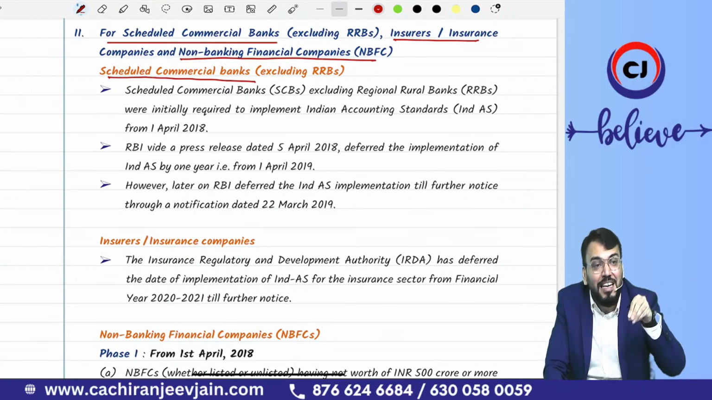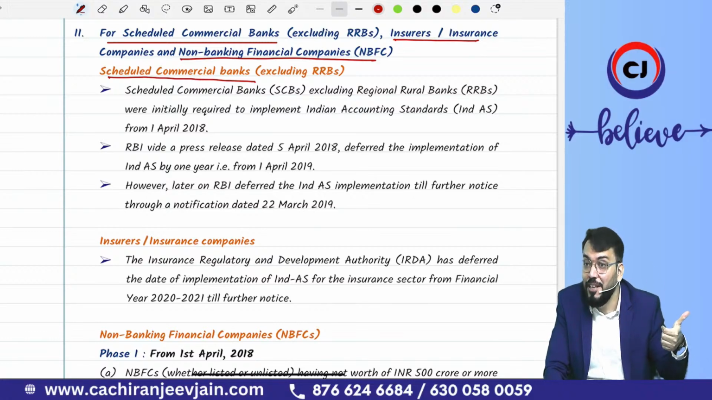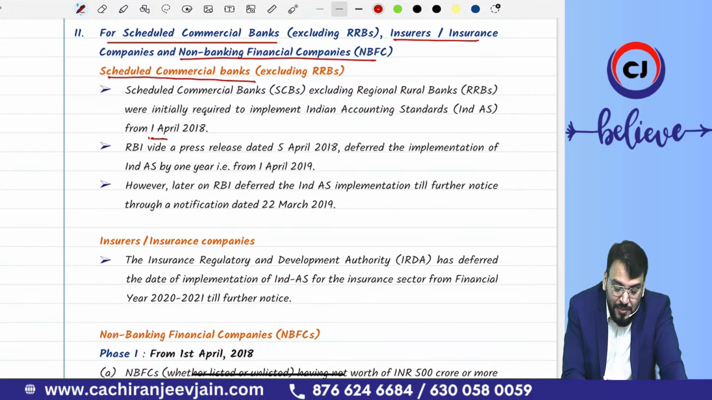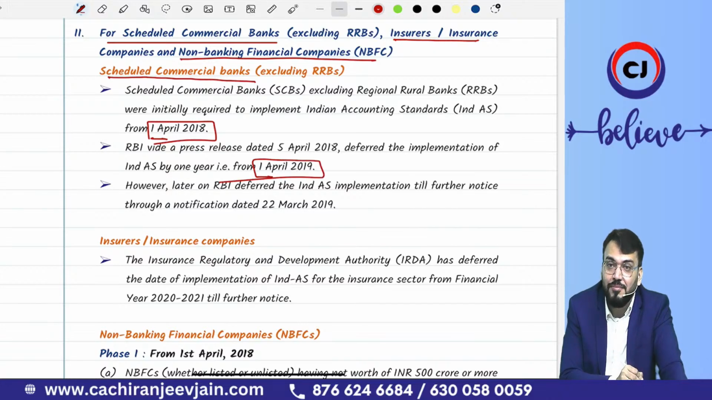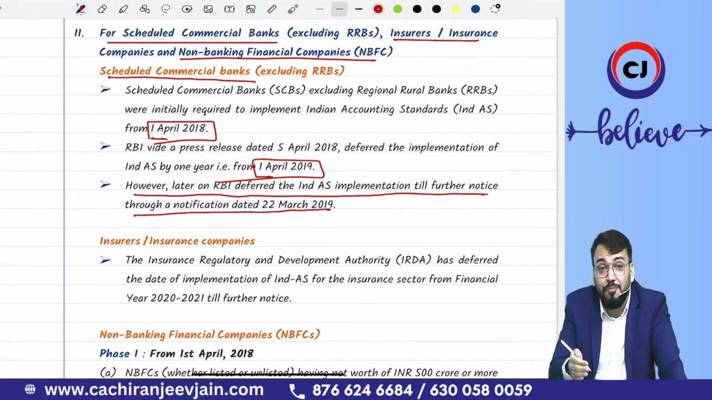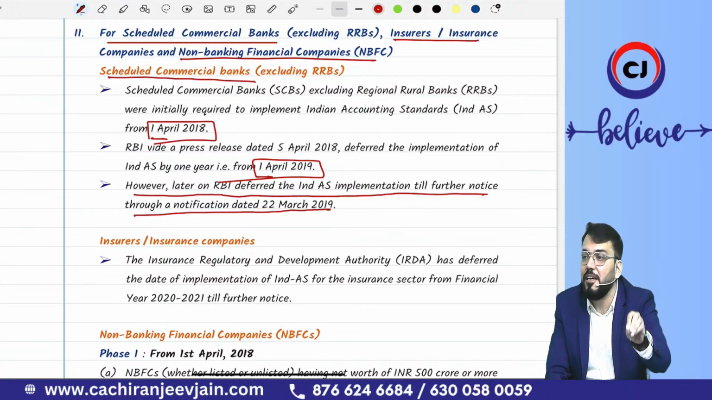It means till now Ind AS is not applicable for banking companies, and we are waiting for the notification. Understood? That is only mentioned. You can read. The first date was 1st April 2018. Then the second date was 1st April 2019. Then, RBI deferred the Ind AS implementation till further notice through a notification dated 22nd March 2019. So it was deferred for the time being, and no date has been announced. For the time being, you can say Ind AS is not applicable to banking companies.